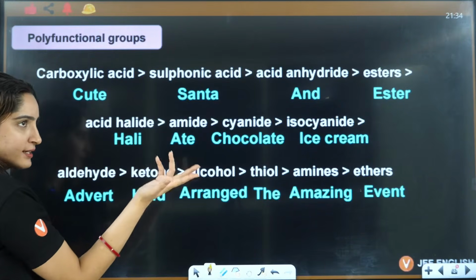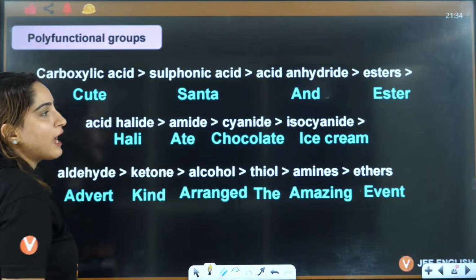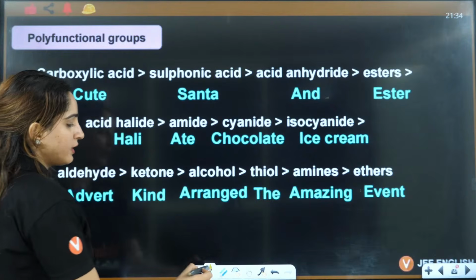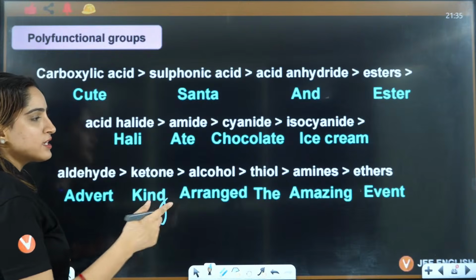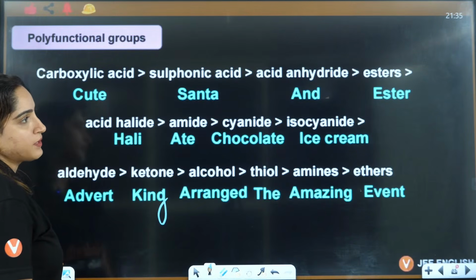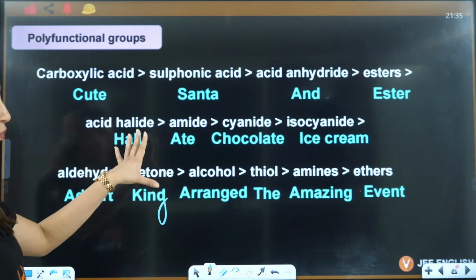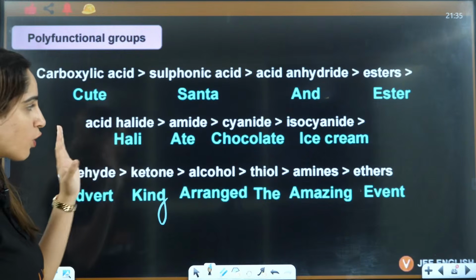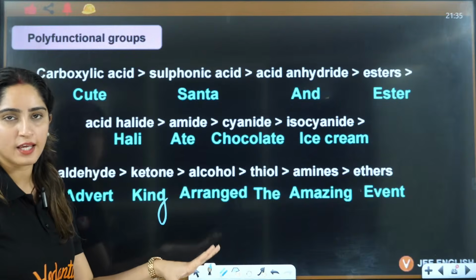The trick is: Cute Santa and Ester are going somewhere. Hallie ate chocolate ice cream. Edward King arranged an amazing event, right? Cute Santa and Ester are going somewhere. Hallie has eaten chocolate ice cream. Edward King, some king, has arranged an amazing event.